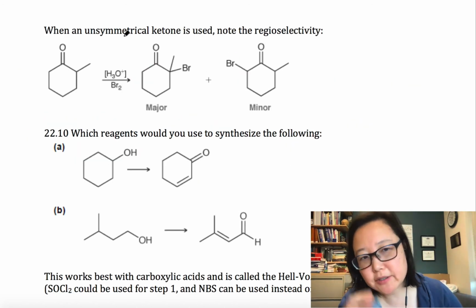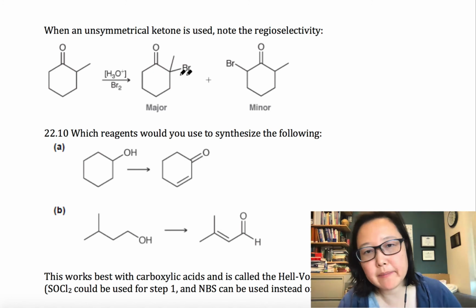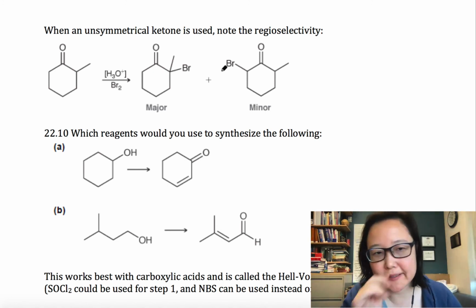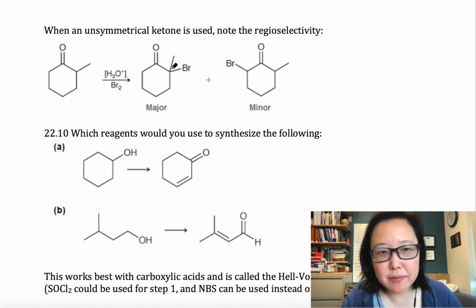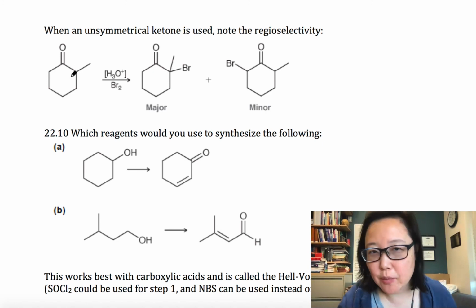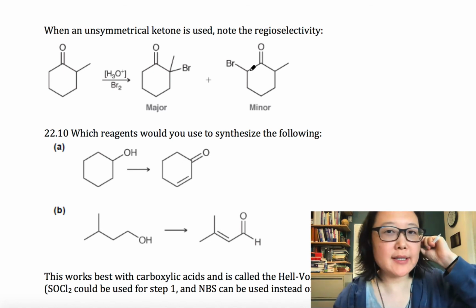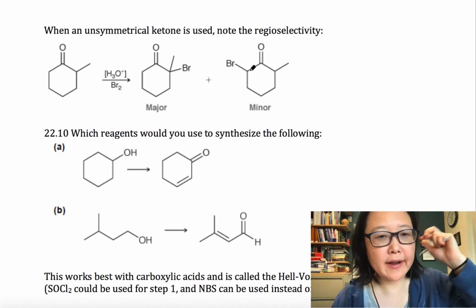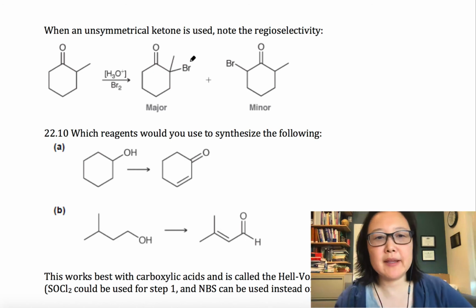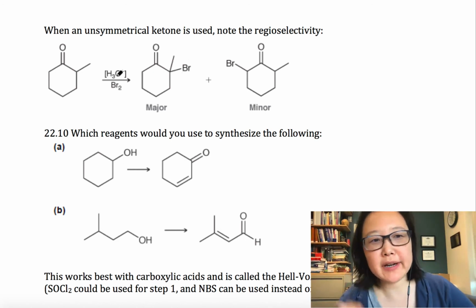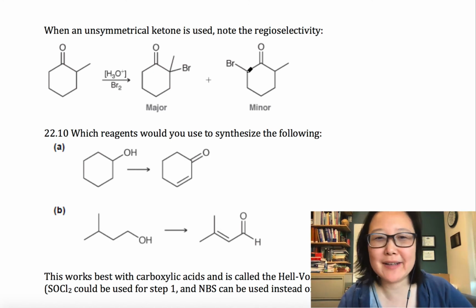Now, when an unsymmetrical ketone is used, there's some regioselectivity with this reaction. What we find is that the major product actually monobrominates at the more substituted carbon rather than the less substituted. So do you think steric hindrance is a factor here? Well, it doesn't seem to be the predominant one. If steric hindrance was an issue, we would predict that the major product would be here, to avoid the steric hindrance of the methyl. So steric hindrance is not the important factor.